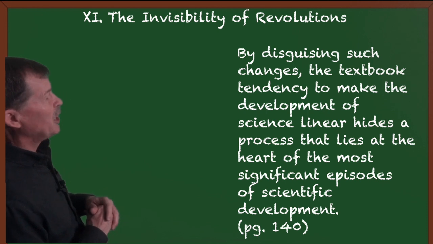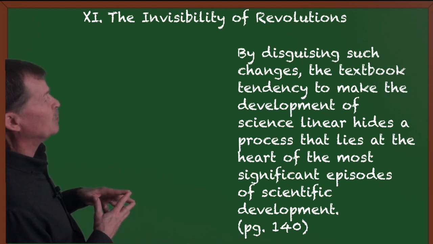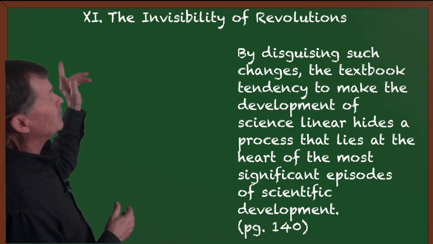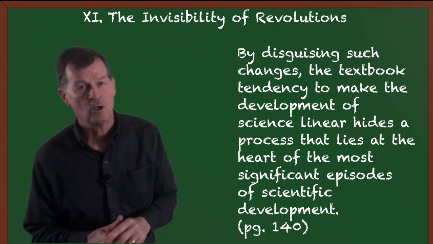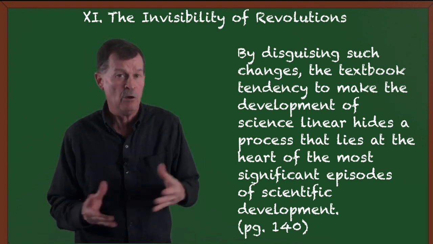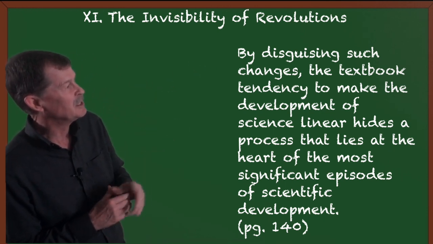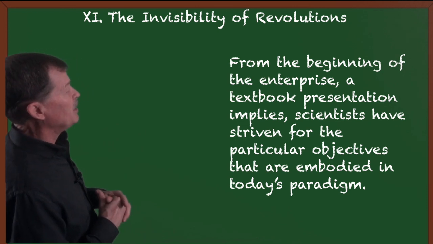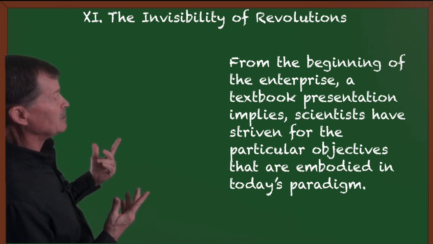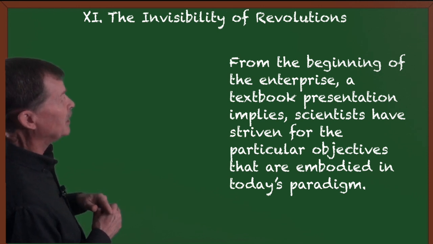By disguising such changes, the textbook tendency to make the development of science linear hides a process that lies at the heart of the most significant episodes of scientific development. Chapter 11, the title of it, The Invisibility of Revolutions. According to Thomas Kuhn, why are they invisible? How have they been made invisible? Well, by disguising such changes, the textbook tendency to make the development of science as linear. From the beginning of the enterprise, a textbook presentation implies scientists have striven for the particular objectives that are embodied in today's paradigm.